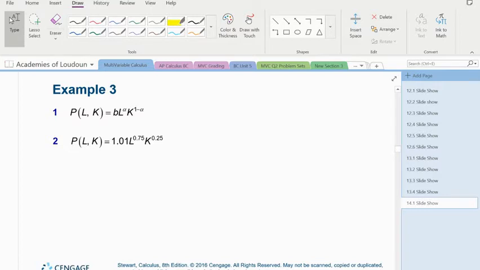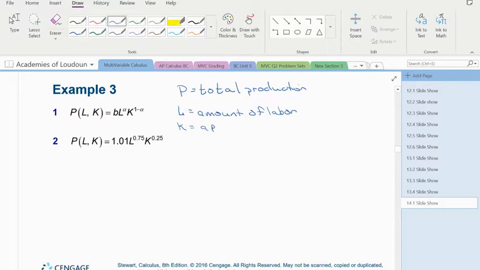The function they used to model was of the form of equation 1, where P is the total production, which is the monetary value of all goods produced in a year. L is the amount of labor, and K is the amount of capital invested, which is the monetary worth of all machinery, equipment, and buildings.